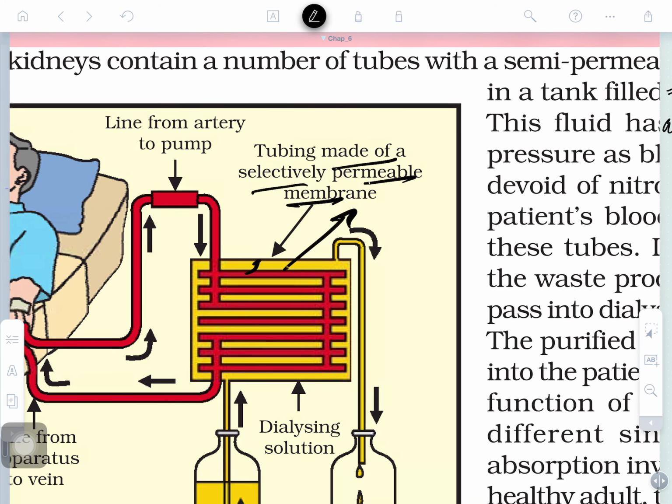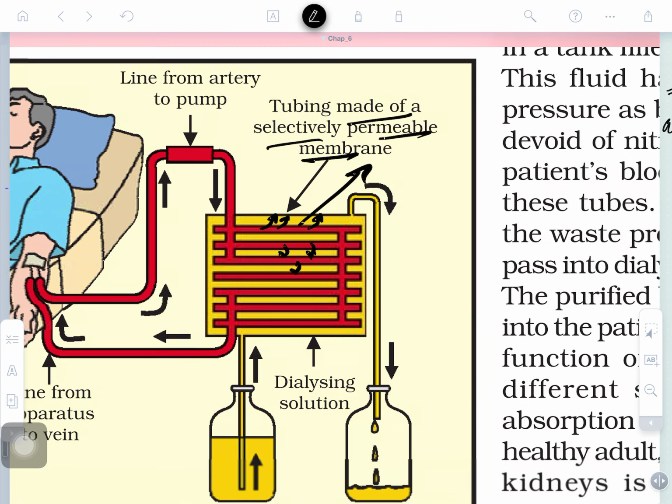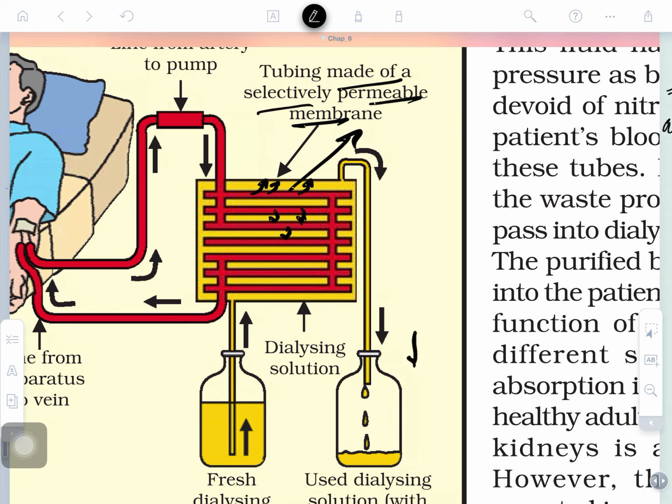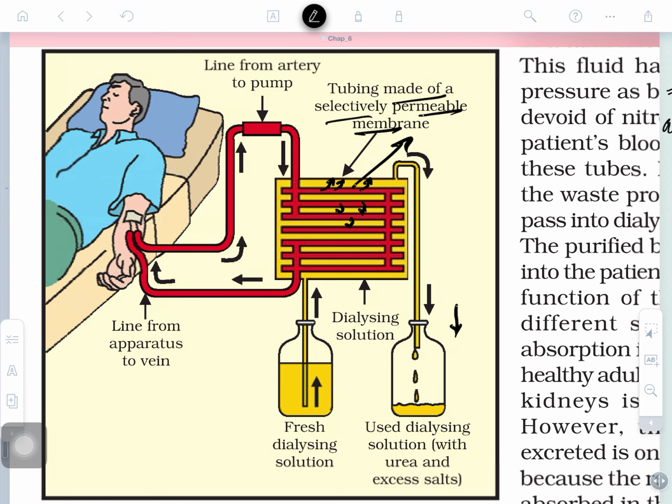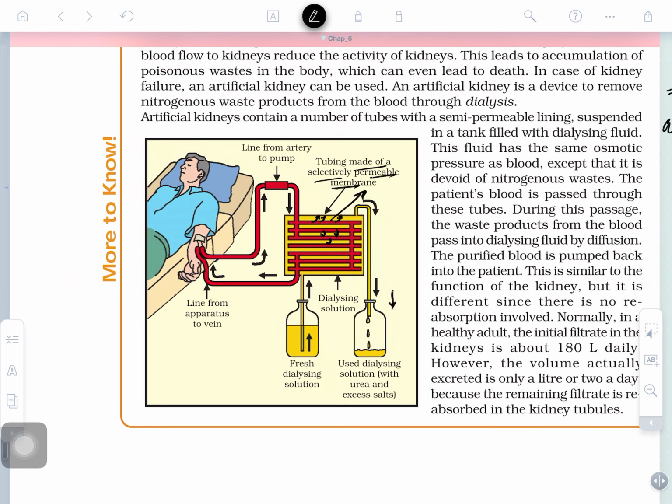Whatever toxicity is in the blood comes out into the solution. This solution is called the dialysing solution. Is that clear? And whatever concentrate rises is collected here in this place. Is that clear, guys? And the blood goes back into the body at the same pressure. So this is called a dialysing machine.